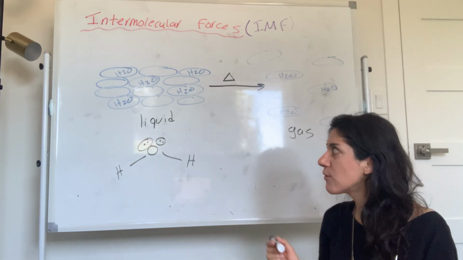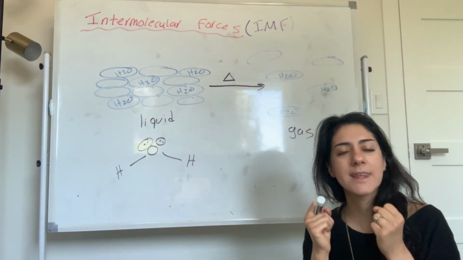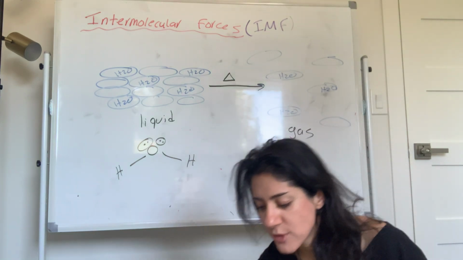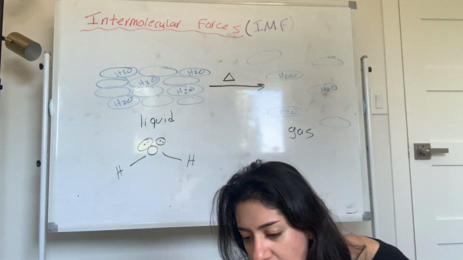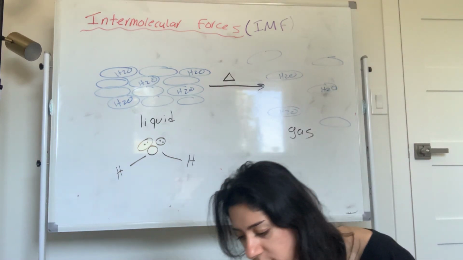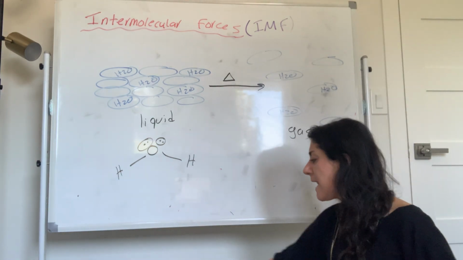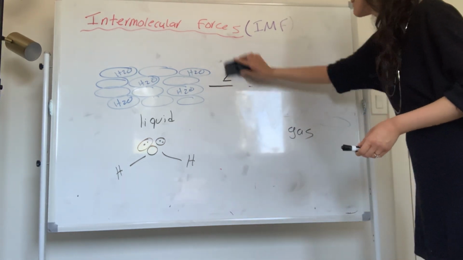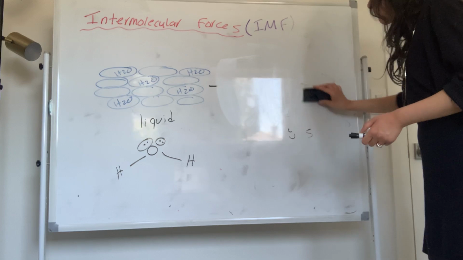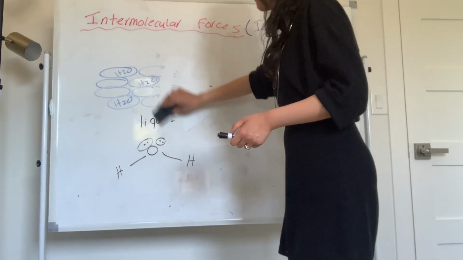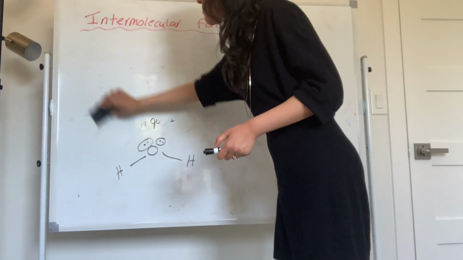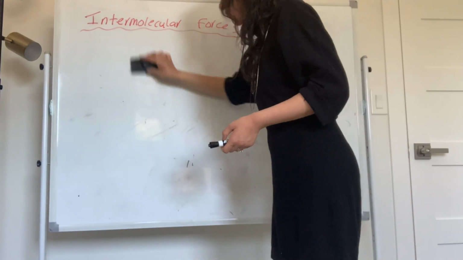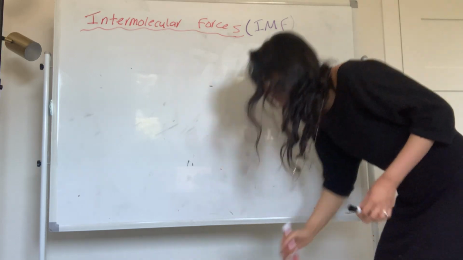So intermolecular forces is the attraction that keeps the liquid and the solid together. So far, so good. Now that you hopefully know that IMF is an attraction that keeps solid and liquid together, we're gonna go over the different types of IMF. What type of IMF is holding these water molecules together?